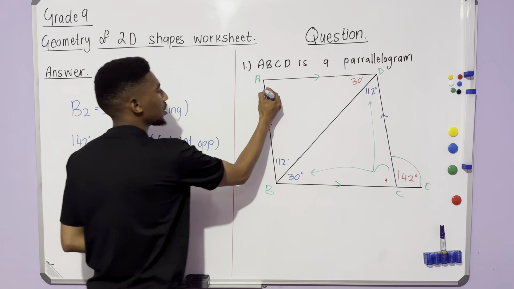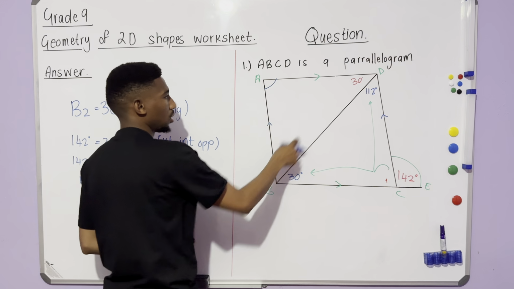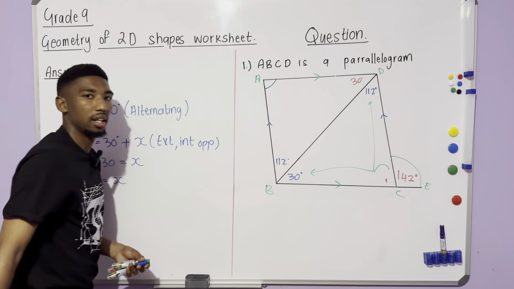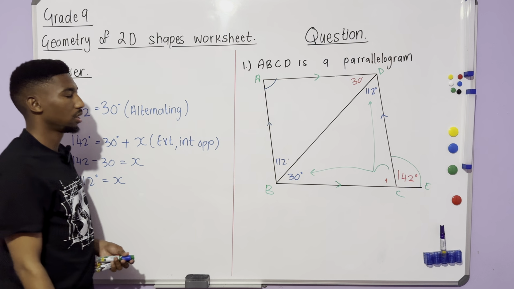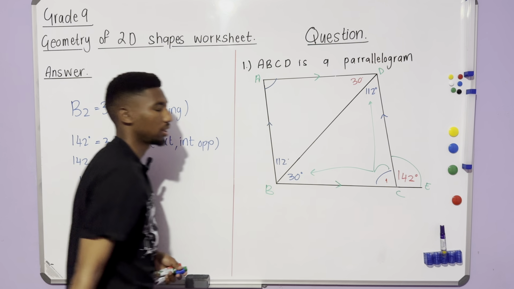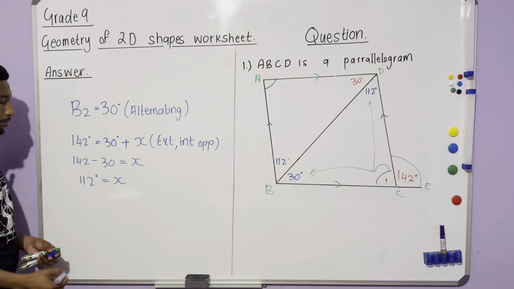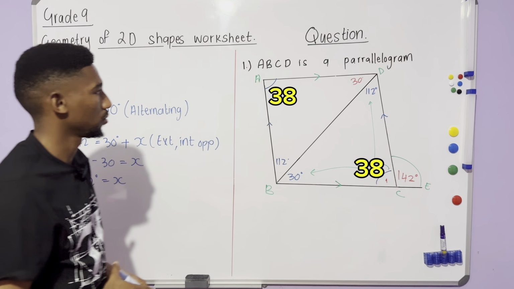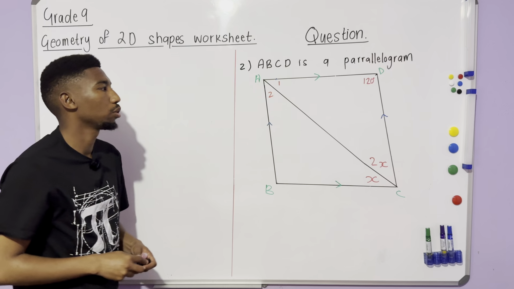And then we can find this angle using triangle properties, knowing that all three angles add up to 180 degrees. Okay, and you can find that for yourself. That should be quite easy to find those angles. Let's have a look at the second question.